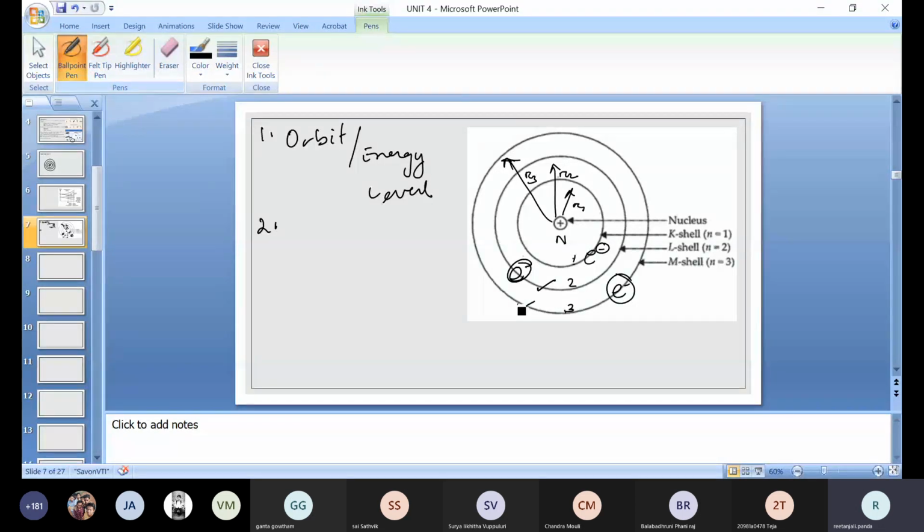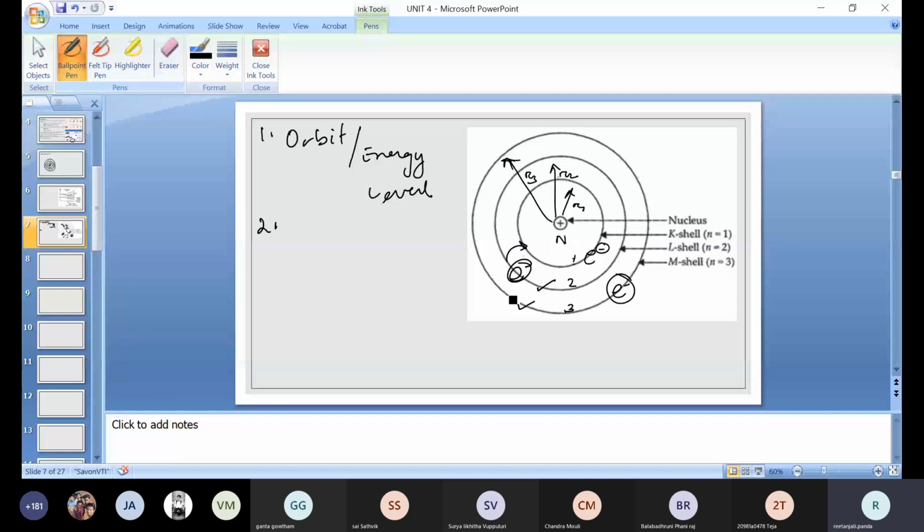Let us consider this particular atom is radiating some energy. Radiating some energy means it is emitting light with a particular wavelength. When it is emitting light of a particular wavelength, that means this electron is losing energy, so it will jump to the lower energy level. Okay, that is the second postulate.